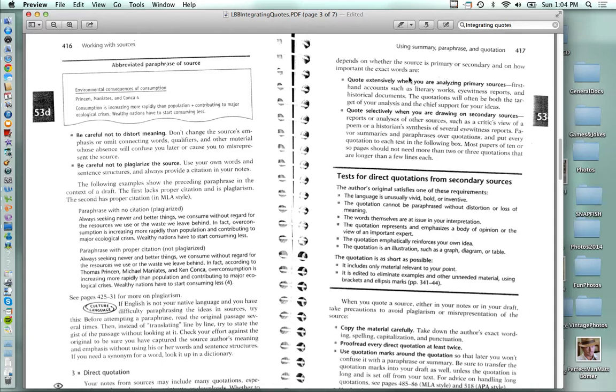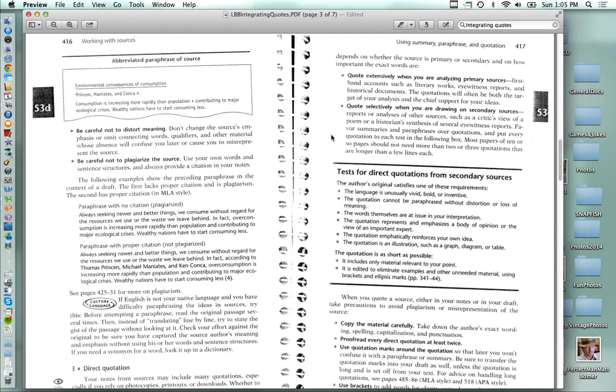Quote extensively when you are analyzing primary sources. Primary sources are first-hand accounts such as literary works, eyewitness reports, and historical documents. The quotations will often be both the target of your analysis and the chief support for your ideas. Quote selectively when you're drawing on secondary sources. Secondary sources are reports or analyses of other sources, such as a critic's view of a poem or a historian's synthesis of several eyewitness reports. Favor summaries and paraphrases over quotations for secondary sources, and put every quotation to each test in the following box.